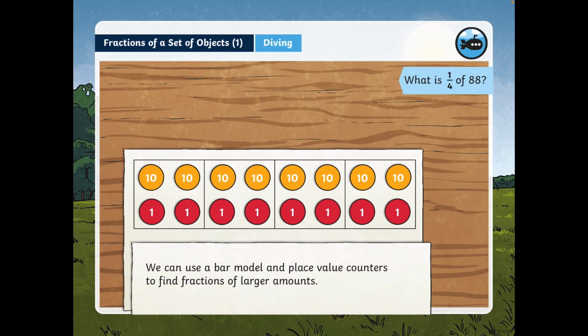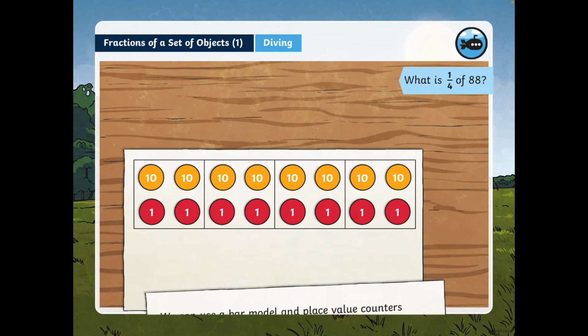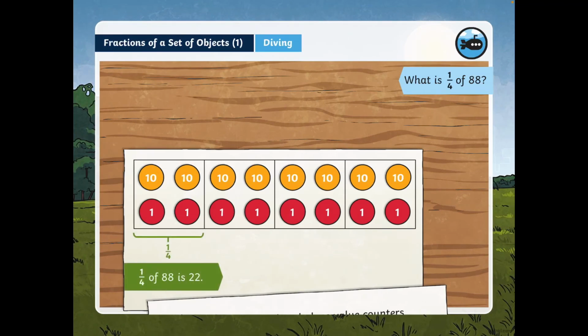I've proved that a quarter of 88 is 22. Did you get that answer?